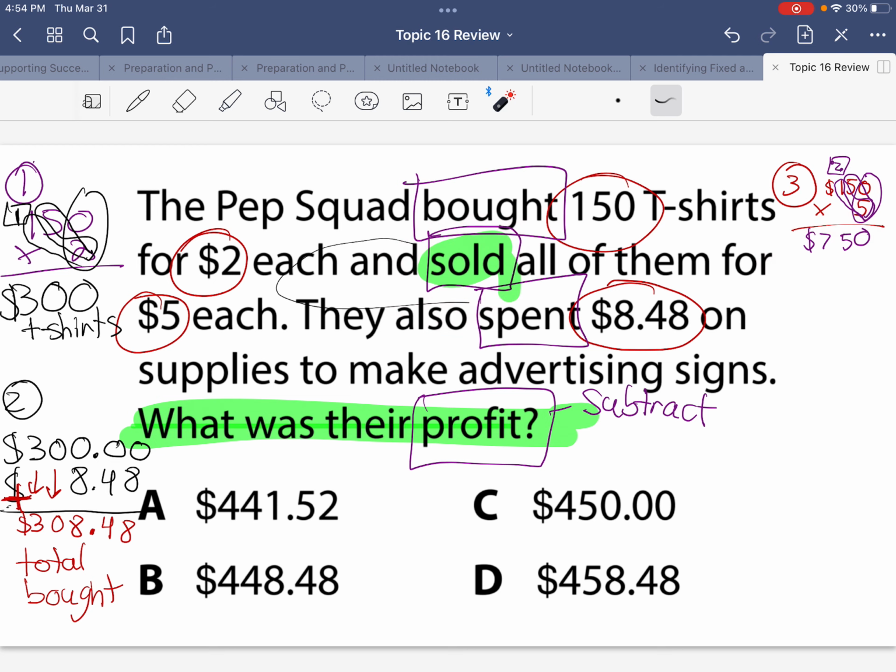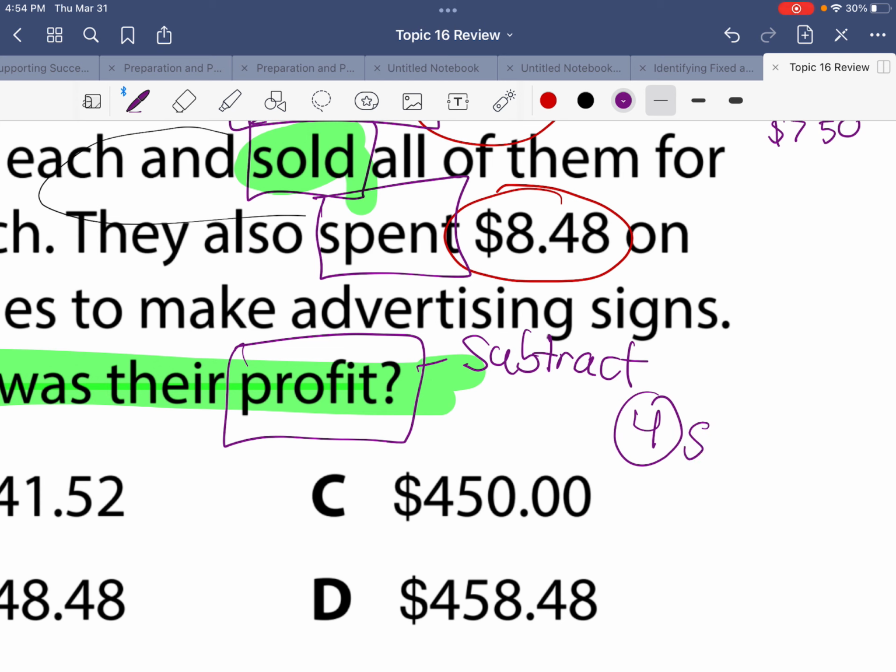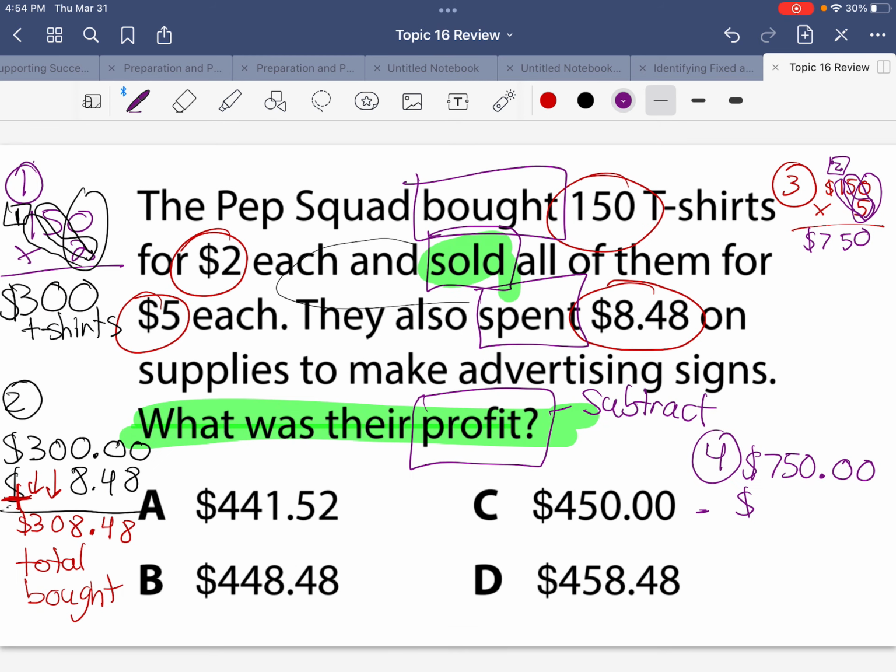Now I need to figure out, okay, what was their profit? How much were they able to get? So now my fourth and final step is I'm going to take my $750. Remember, I add the decimal here, put 0, 0, and I'm going to subtract it from everything that they bought. So $308.48.